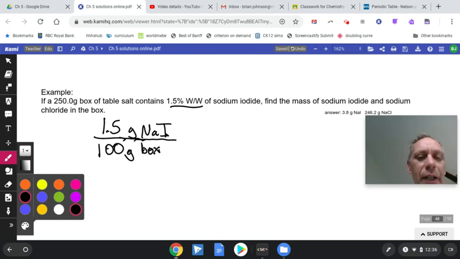1.5 grams of sodium iodide in a 100 gram box. So I guess the rest of the box is table salt. Okay. Find the mass of sodium iodide and sodium chloride. So let's do sodium iodide first.